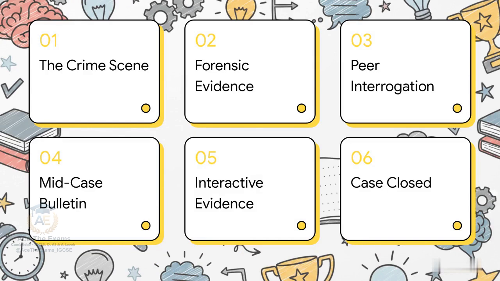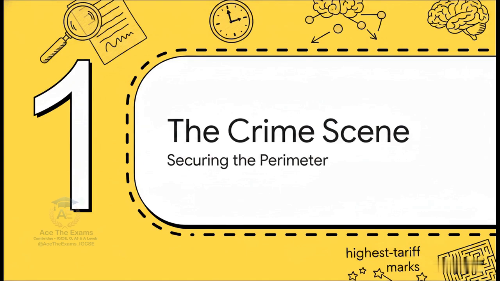To achieve a 100% case resolution score, we are going to track our investigation through 6 critical phases today. We'll start at the crime scene, move on to analyze the forensic evidence, step into the peer interrogation debate, hit a mid-case bulletin upgrade, open up the interactive evidence room, and finally bring it all together in Case Closed in Recap. Section 1. Let's head straight to the crime scene.